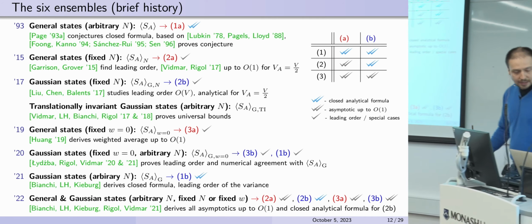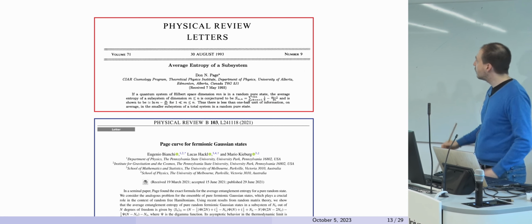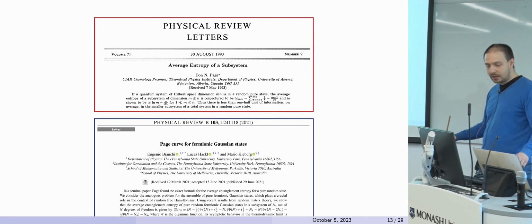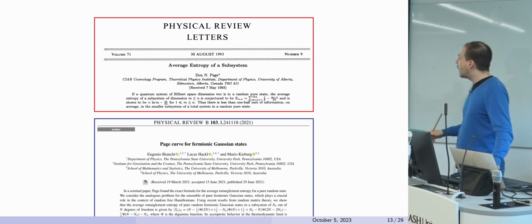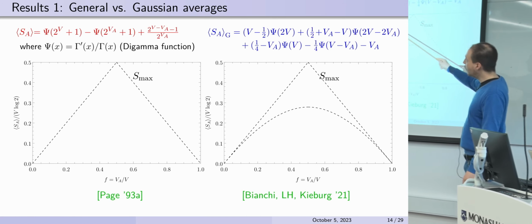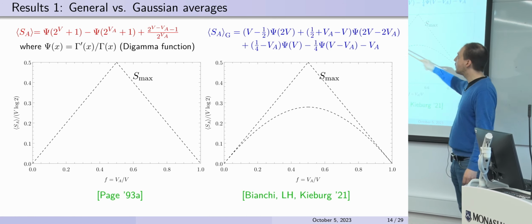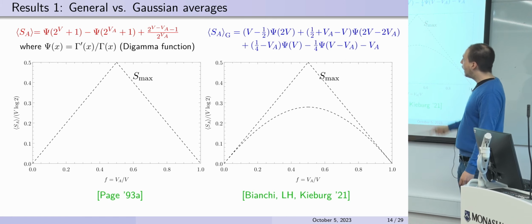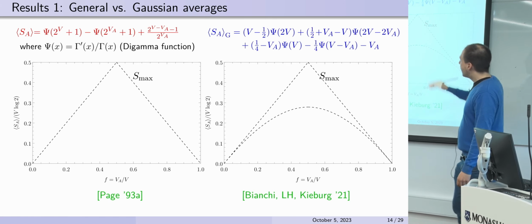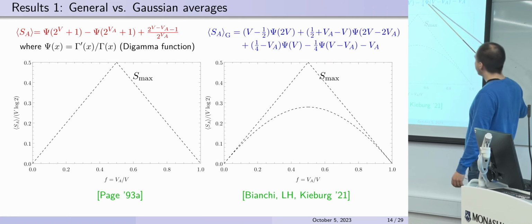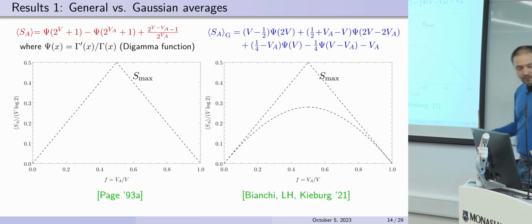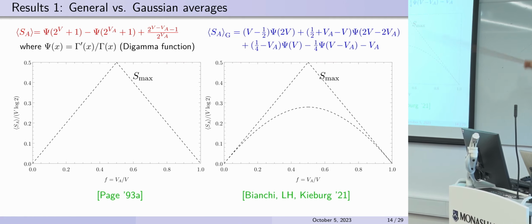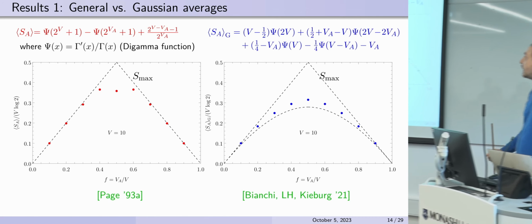And let me just tell you these 2 cases, so 1 and 2. So this is the work by Don Page from 93 and our analogous version now for the family of fermionic Gaussian states. These are the analytical formulas. They are all written in terms of the digamma function. That's what Don Page found, and that's what we got. And now let's look at how we approach this for large V, what it looks like.